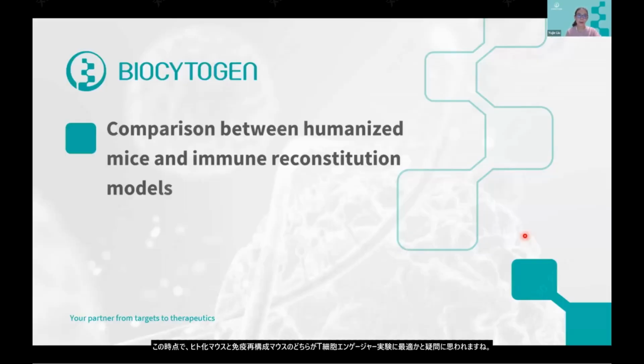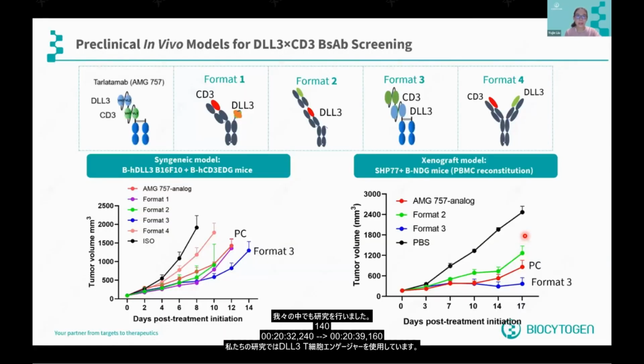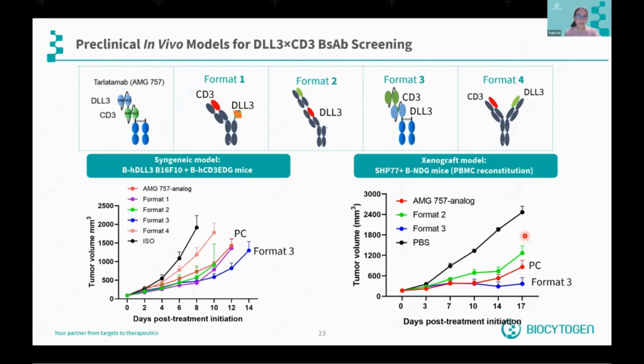At this time point, someone will ask, there are humanized mice and there are immune reconstitution mice, which is the best for the T cell engager experiment? So we also did some internal work in our company. We used a DLL3 T cell engager for our internal study. We generated 4 formats of the T cell engager, which target DLL3 and CD3.